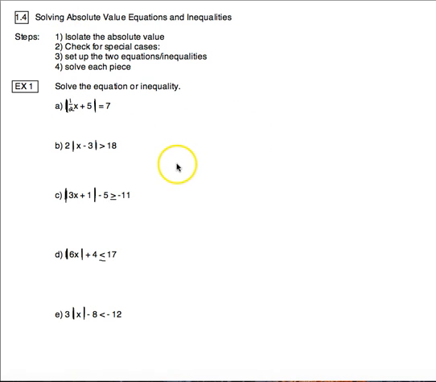The first thing that's true is that no matter whether it's an equal sign, greater than, or less than sign, you have to get the absolute value by itself first. So that means get the bars alone. So move everything that's outside of the bars but on the same side of the equal sign away from it using opposite operations.